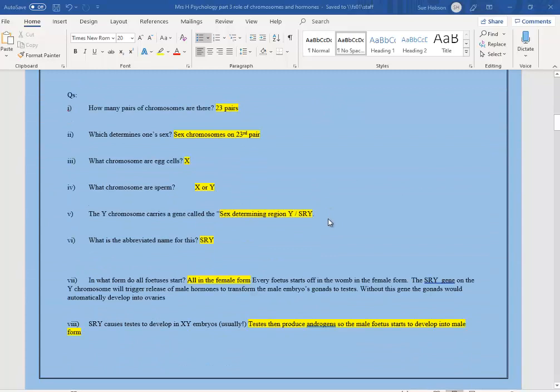So have a look at this. This is really background information for you. So it's 23 pairs, sex chromosomes on the 23rd pair. Probably worth you noting this as sex determining region Y. Okay, the Y chromosome carries that gene, and we start off in the female form, all of us, males as well, and then the SRY gene on the Y chromosome will trigger release of male hormones. They should anyway, and that then sets the male down the male route before they're born.